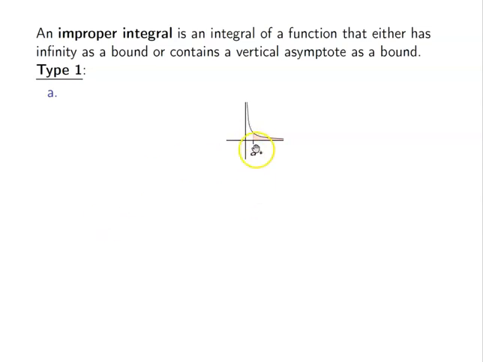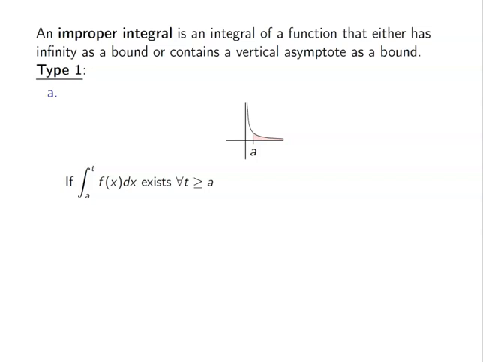The lower bound is a, its actual value on my function, but it continues on for infinity, okay? So there is no upper bound. We continue with this function for infinity. So now you might say to yourself, well, yeah, the area under a curve that goes to infinity is always going to be infinity, right?